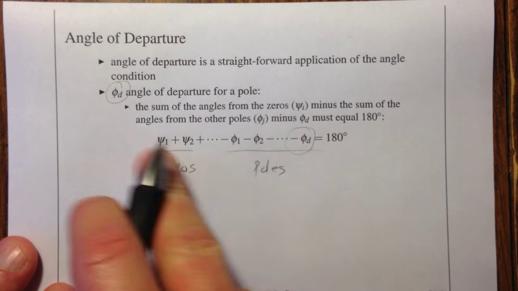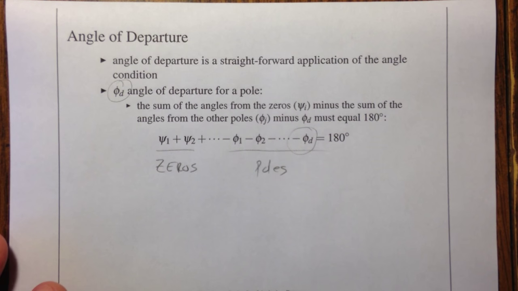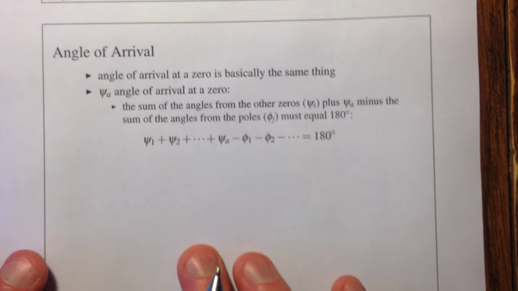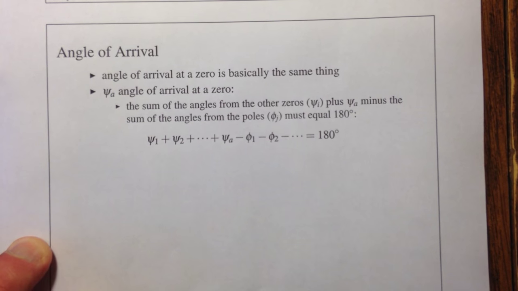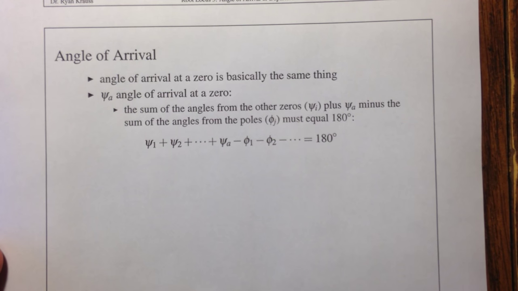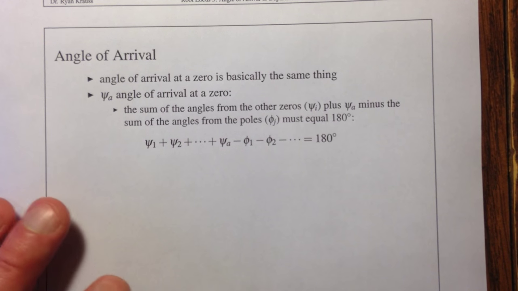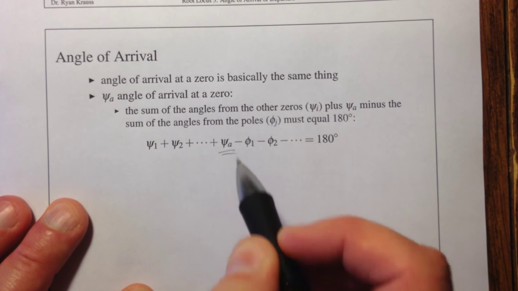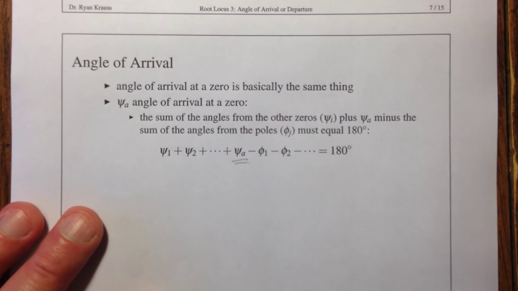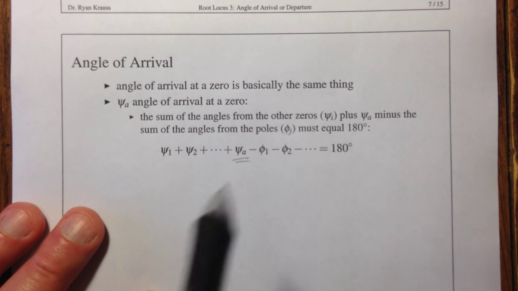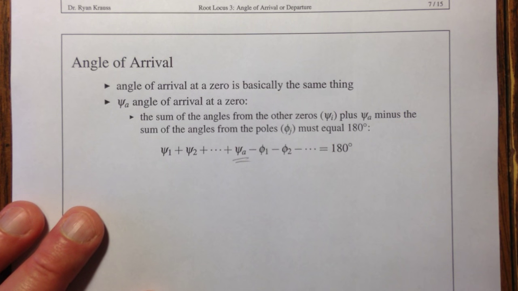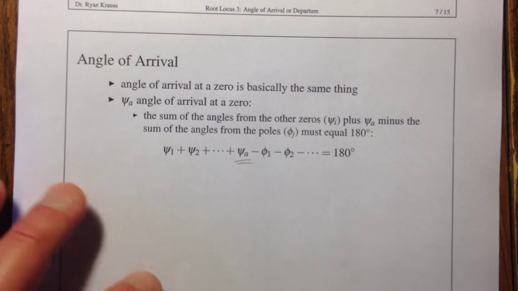And so, obviously, you would subtract those across, you would add those across just like we did, and you would find phi d, the angle of departure from a pole, that way. Similar argument for an angle of arrival. If you had a complex zero, and you need to know how the root locus approaches that zero, you would do the same thing. You would have an unknown psi of approach. You would find the rest of the zeros, the rest of the poles, use the angle criterion, and solve for psi A. So relatively straightforward.